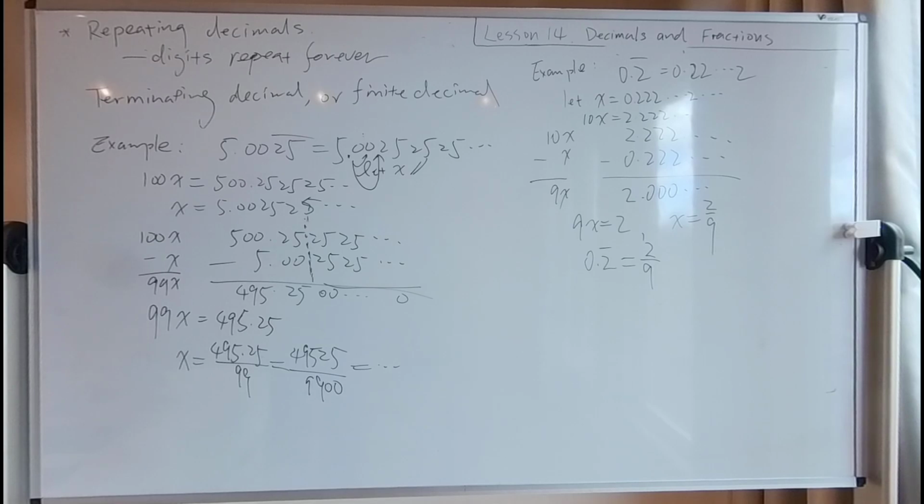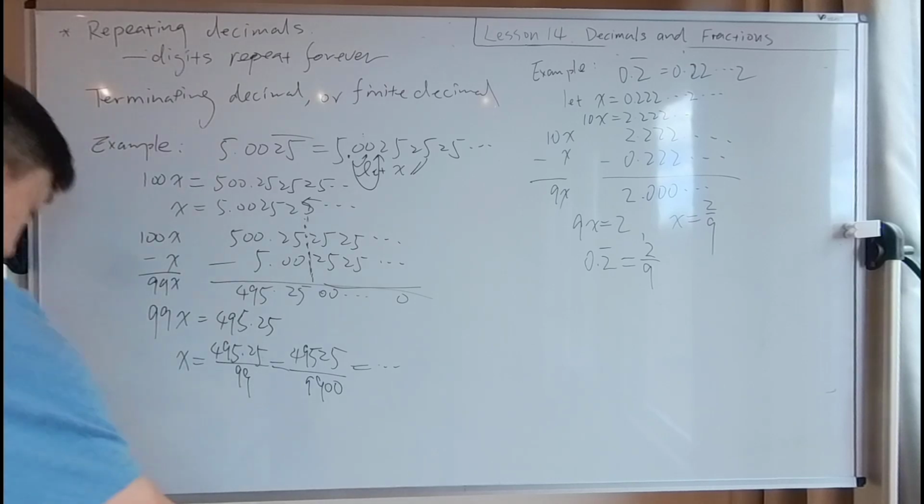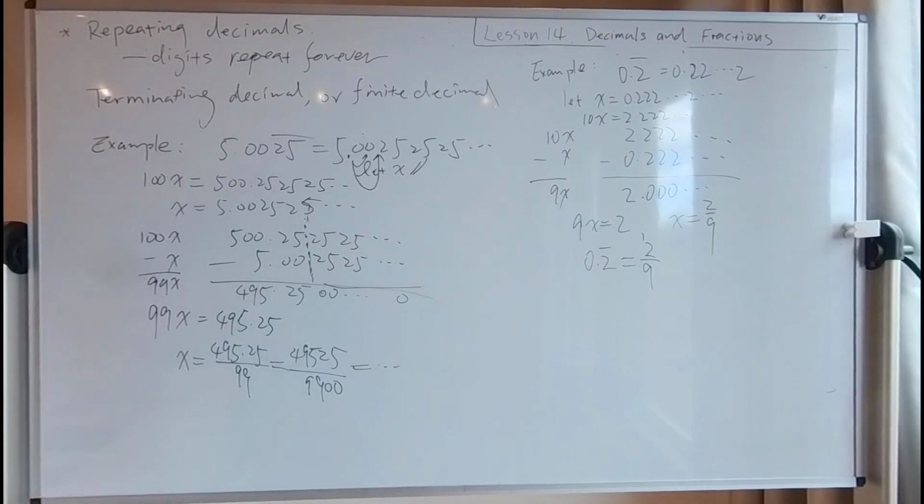So eventually this is how you convert any repeating decimal into a fraction. And this shows that all repeating decimals can be converted into fractions.